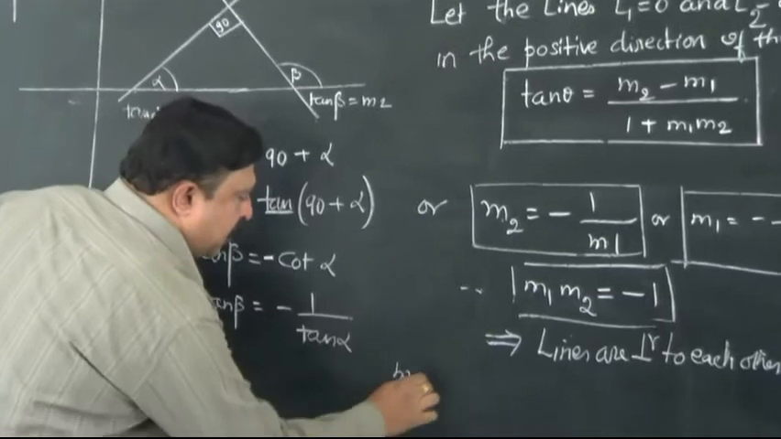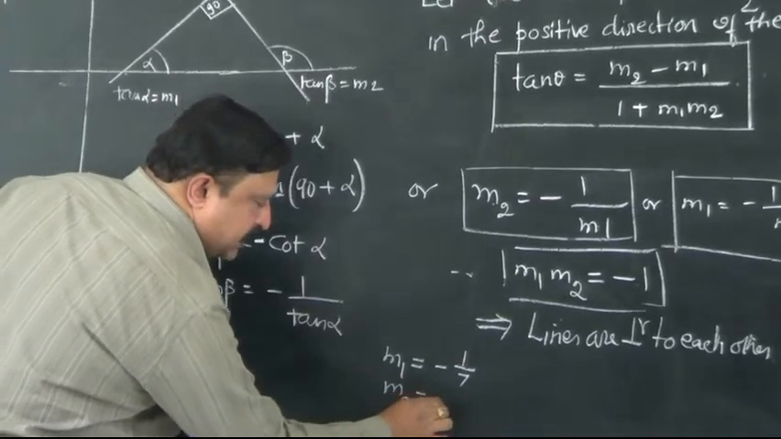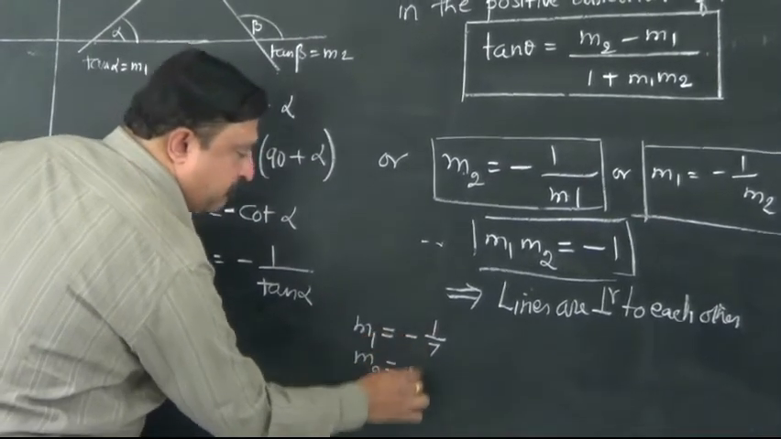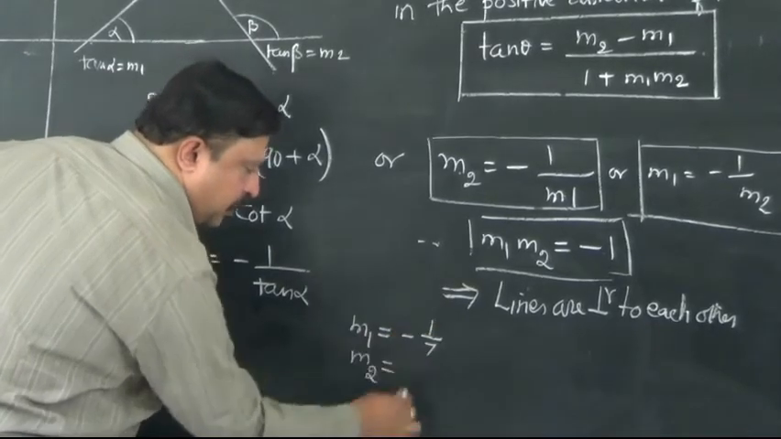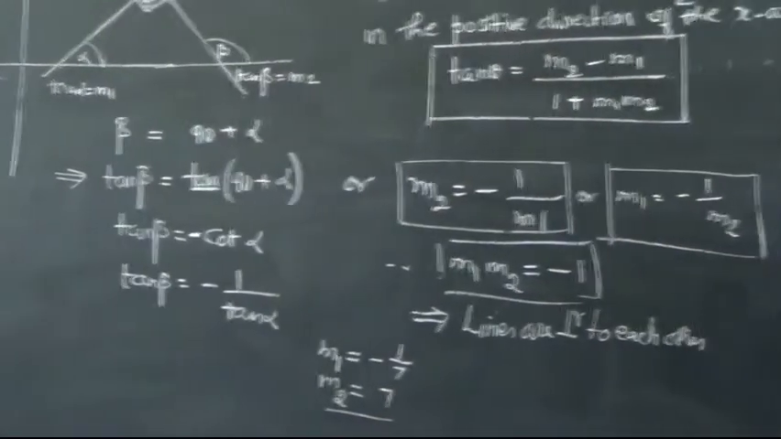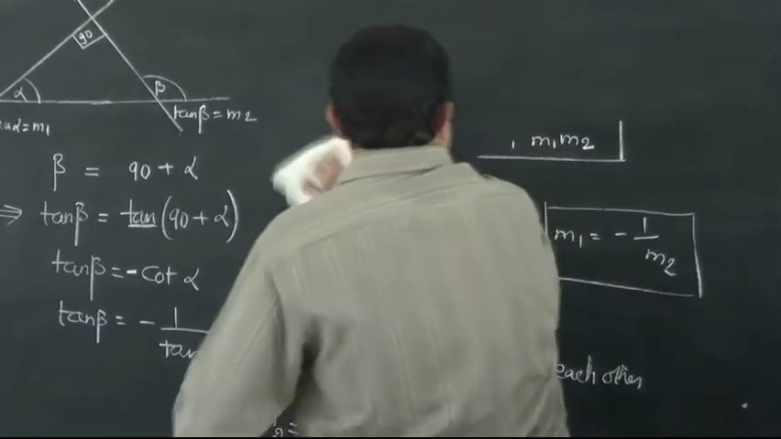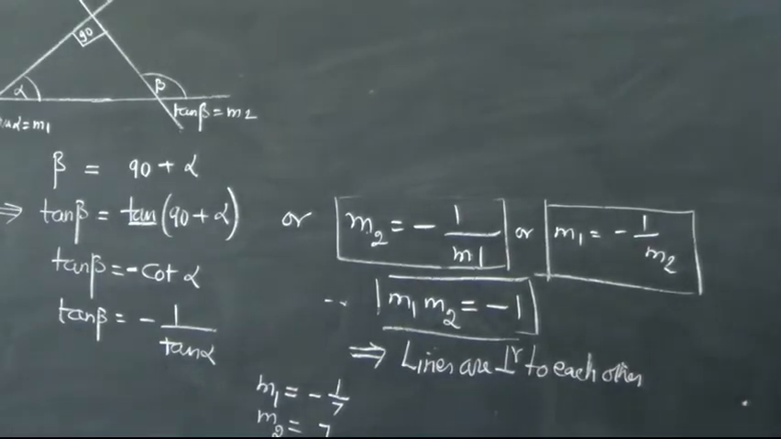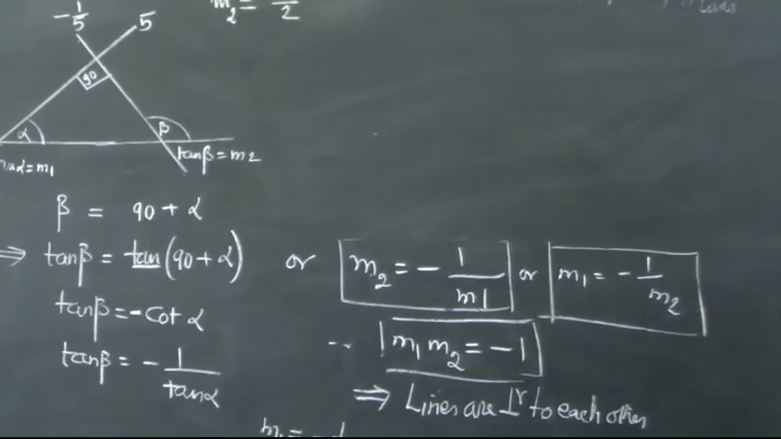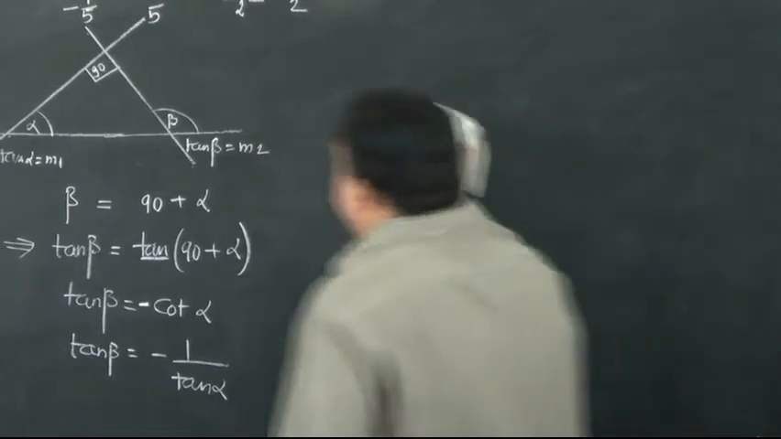If the slope of the first line is minus 1 by 7, then the slope of the line perpendicular to this is the negative reciprocal. So minus of minus into the reciprocal of 1 by 7. That is simply 7. So this is an important application, a point to be noted for solving problems. So we have straight lines, intersecting lines. Two lines intersect in the coordinate system, and the angle of intersection is given by tan theta equals m2 minus m1 divided by 1 plus m1 m2.